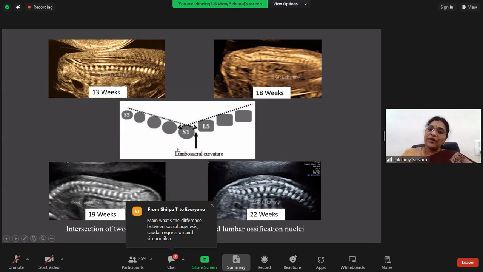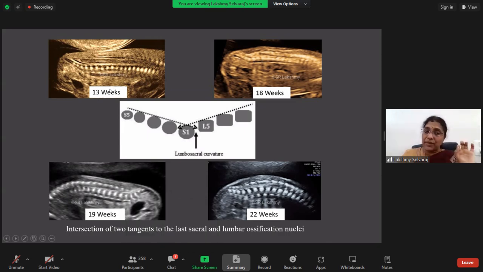So, reiteration of what we did in the first class: the lumbosacral curvature can be appreciated as early as 13 weeks gestation onwards, because what you're trying to see is not the ossification of the sacral spine. That is not important. What we are trying to see is, is there an upward tilt of the sacrum? The upward tilt of the sacrum can be visualized from 13 weeks onwards to 18, 19, and 22 weeks.